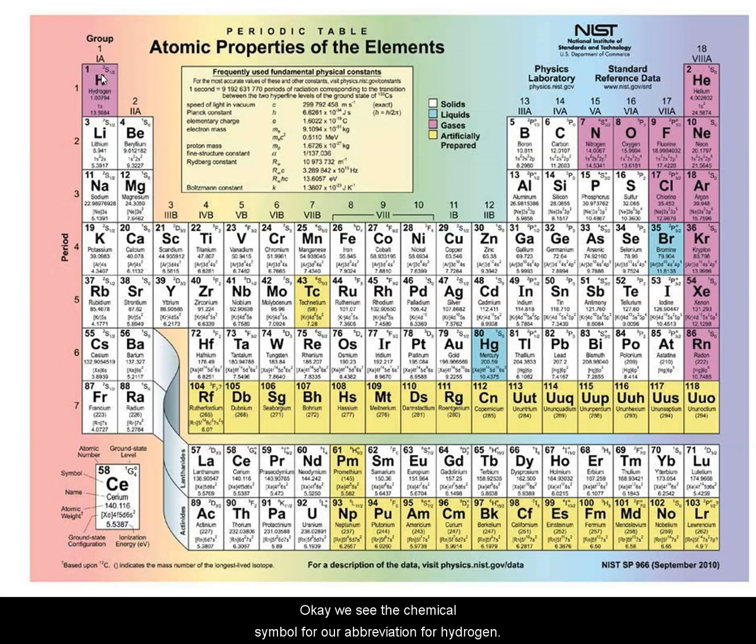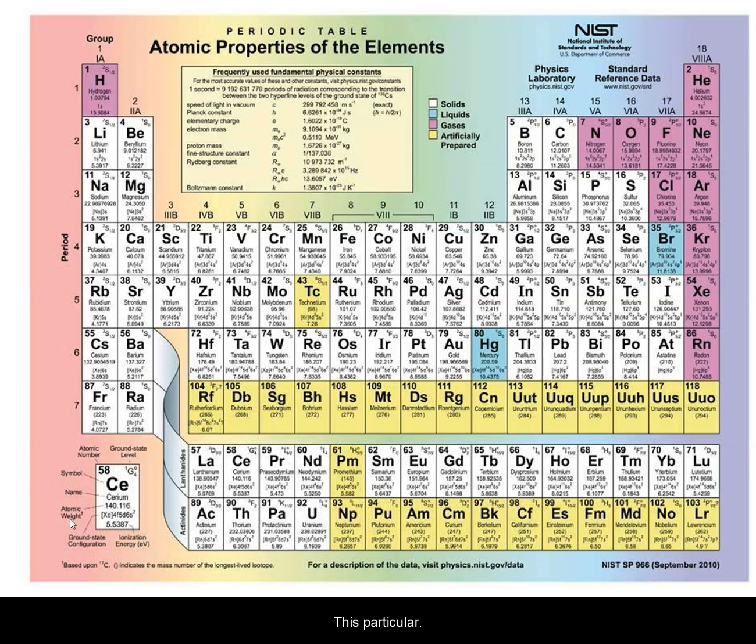Okay, we see the chemical symbol, or abbreviation, for hydrogen. In this corner of this square is going to be the atomic number. Right under the name for the element is going to be the atomic mass. Now, the atomic mass is also called atomic weight.